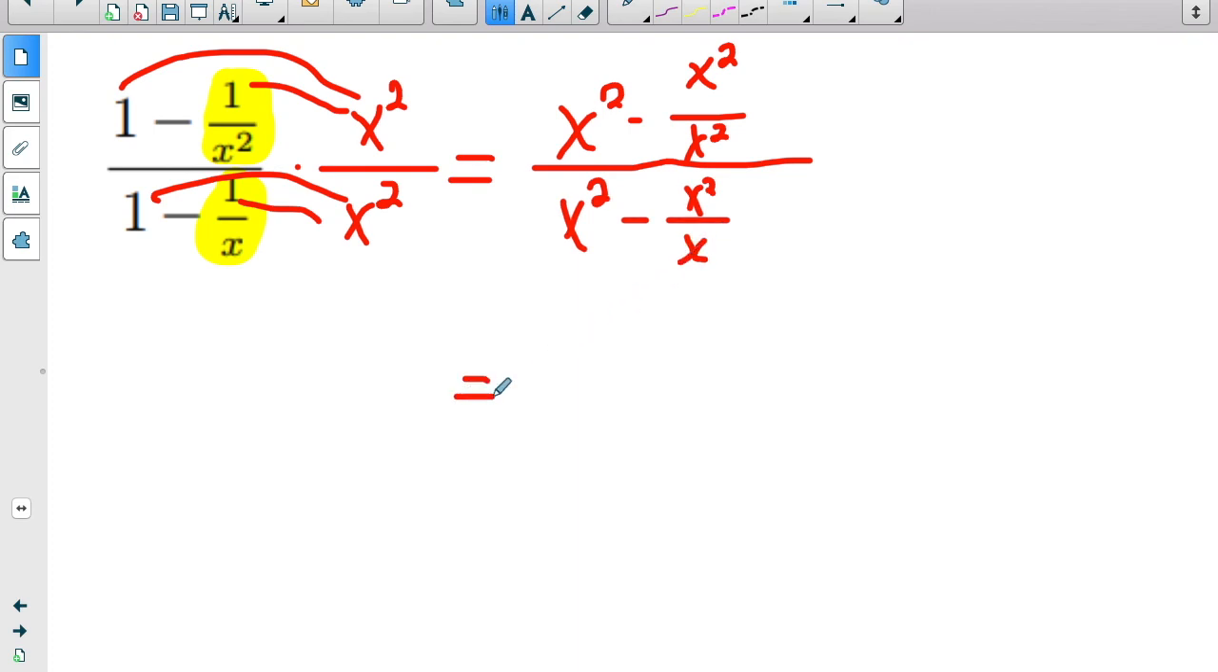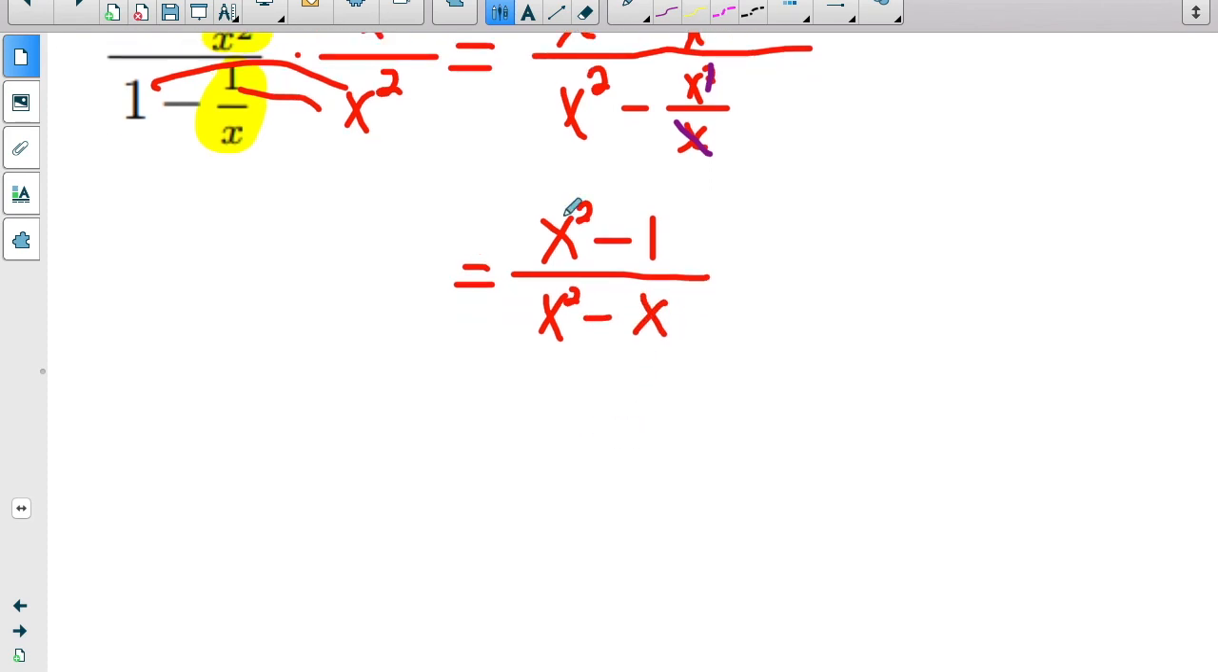Now at this point here, we do need to factor or simplify down, because x squared divided by x squared would be 1. So that leaves us with x squared minus 1 in the numerator. Now in the denominator, one of the x's on bottom will simplify with one of the x's on top. So we still have x squared, but our x squared divided by x will just become x.